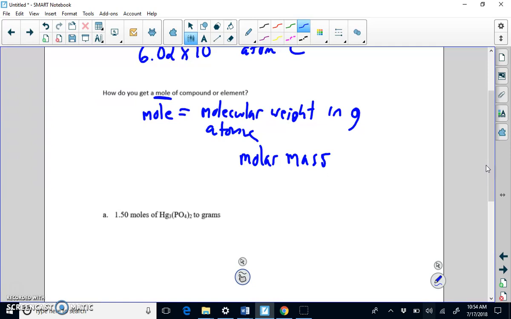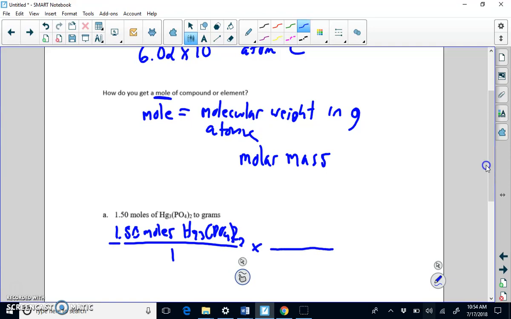Here they want us to convert 1.50 moles of mercury(II) phosphate, Hg3(PO4)2, to grams. So the first thing you always do is put what's given to you, 1.50 moles of Hg3(PO4)2 over 1. The next step is to calculate the molar mass of this.